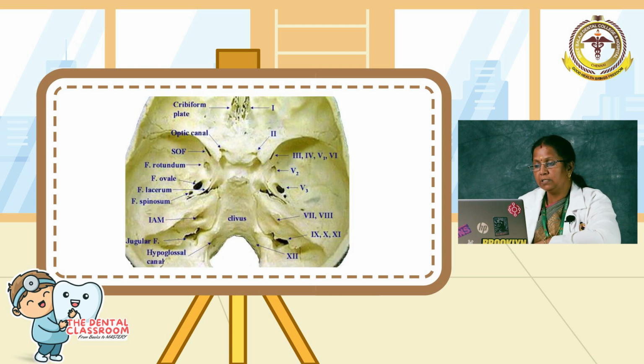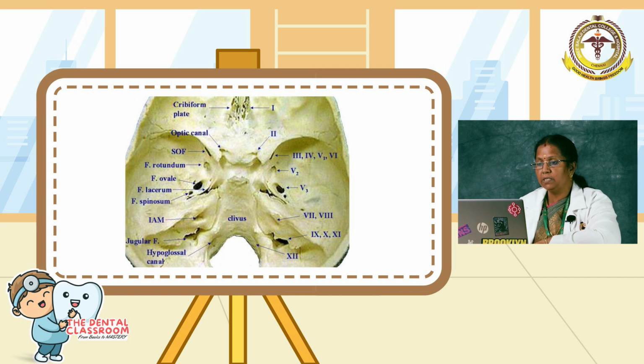So, we have seen all the foramina in the base of the skull, starting from the foramen cecum, then the cribriform plate of ethmoid, and then optic canal, superior orbital fissure, foramen rotundum, foramen ovale, foramen lacerum, foramen spinosum, internal auditory meatus, jugular foramen, hypoglossal canal, and posterior condylar canal. There is one more foramen which we call the emissary foramen, which will be present anterior to the foramen ovale. That is called the foramen of Vesalius. If it is present, it will be transmitting an emissary vein.